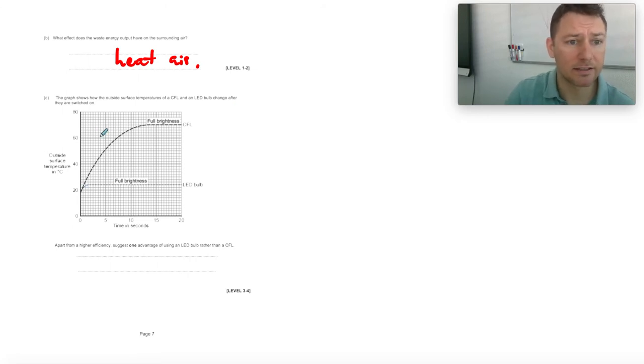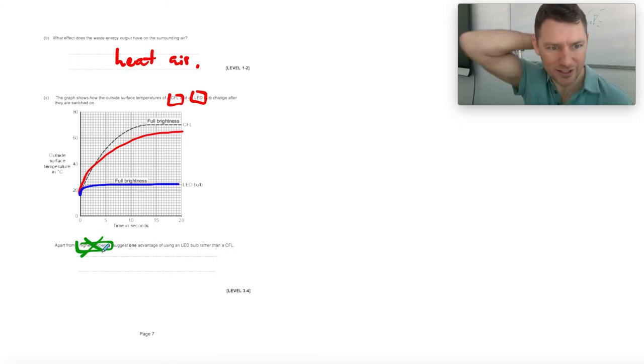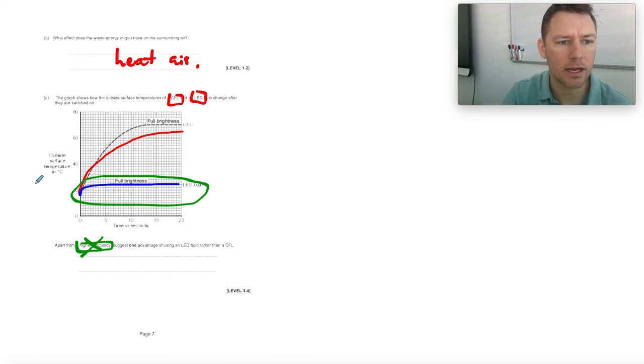This graph shows the outside temperatures of a CFL and an LED bulb after they're switched on. So here's the CFL. And here's the LED. It said one advantage aside from higher efficiency. So don't tell me it's higher efficiency. What other good things? Maybe one is that the LED doesn't get as hot, right? And that's good for the efficiency, but aside from the efficiency, it's safer, right?